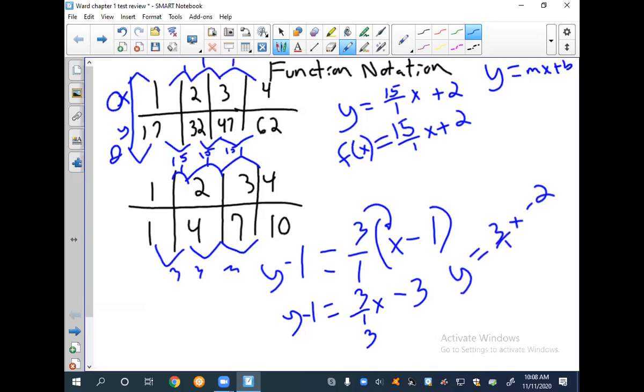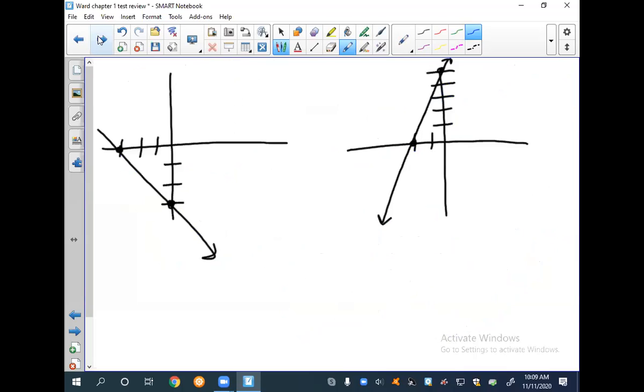But is that my final answer in function notation? What do I got to change the y to? F of x. So we have to know how to do chapter 2 before we can do some of this stuff, don't we? Is function notation hard? It's just the same thing as slope intercept form, right? In other words, what letter you got to get by itself? Y, yes?